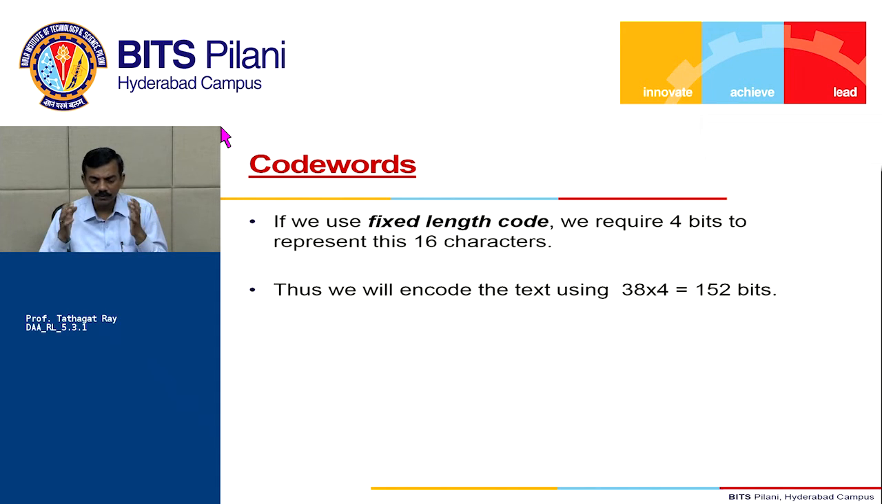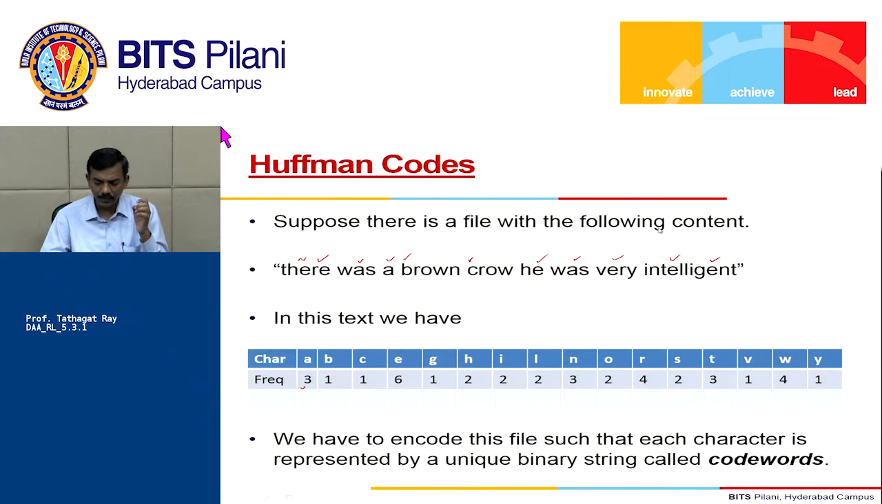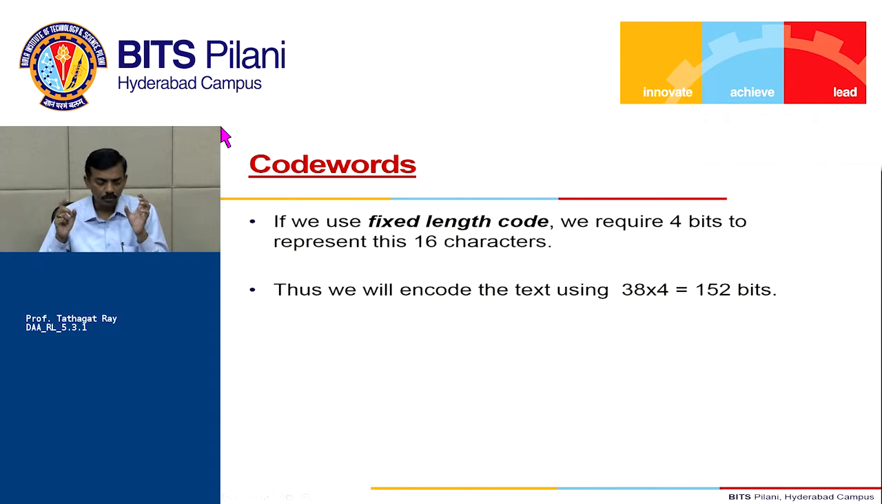So I will fix a 4-bit code for each character, okay? Now in the entire file there are 38 characters in total, right? If you add up all these frequencies, you will see that this adds up to 38. Each character is having a 4-bit representation in this fixed length encoding, so how many bits will you require to encode the whole file? Total 38 characters, each taking 4 bits, so total 152 bits, right? So your file size becomes 152 bits, okay?